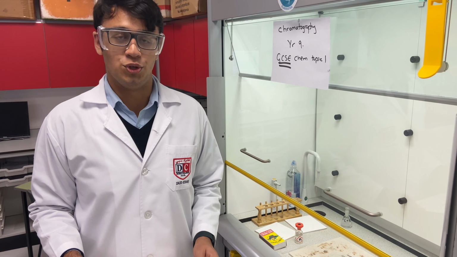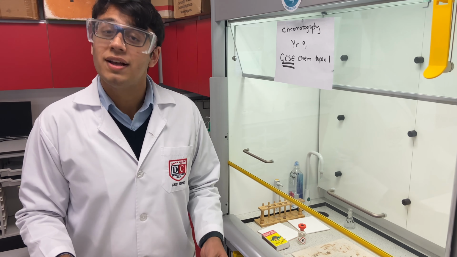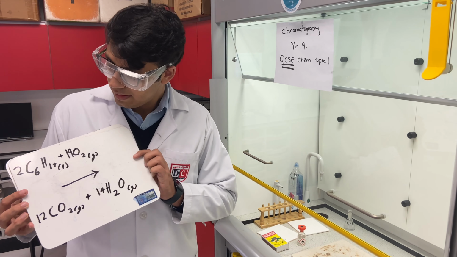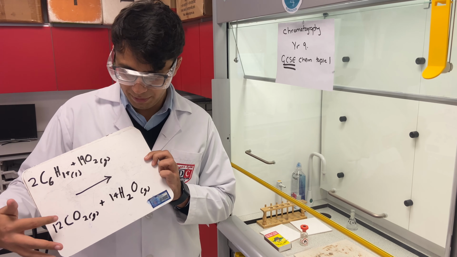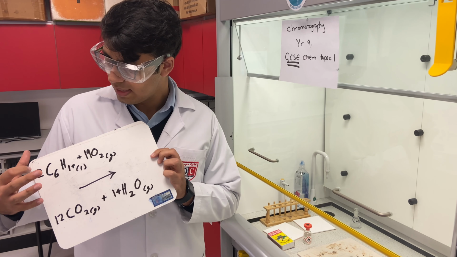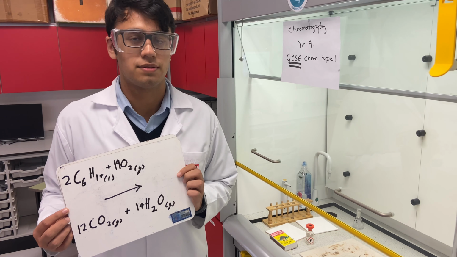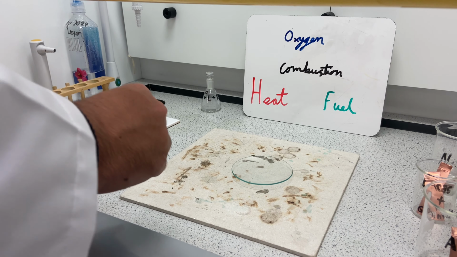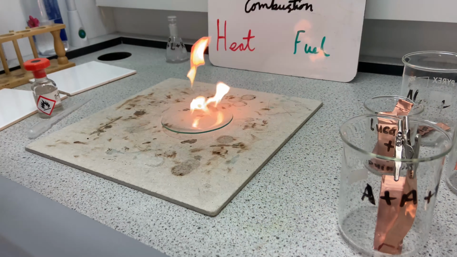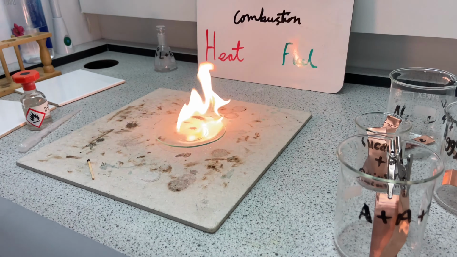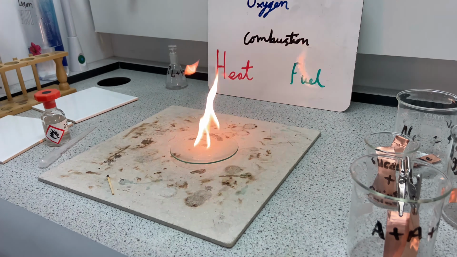Combustion is a very important reaction in the world of chemistry. For it, you need a fuel, oxygen, and heat. We are going to be burning or combusting hexane. This is the equation. So it's hexane plus oxygen makes carbon dioxide and water vapor. And the equation has been balanced with the stoichiometric coefficients. So now I'm going to be burning the hexane. Just put it close. See, and there you can see the hexane is now burning or combusting in this case.